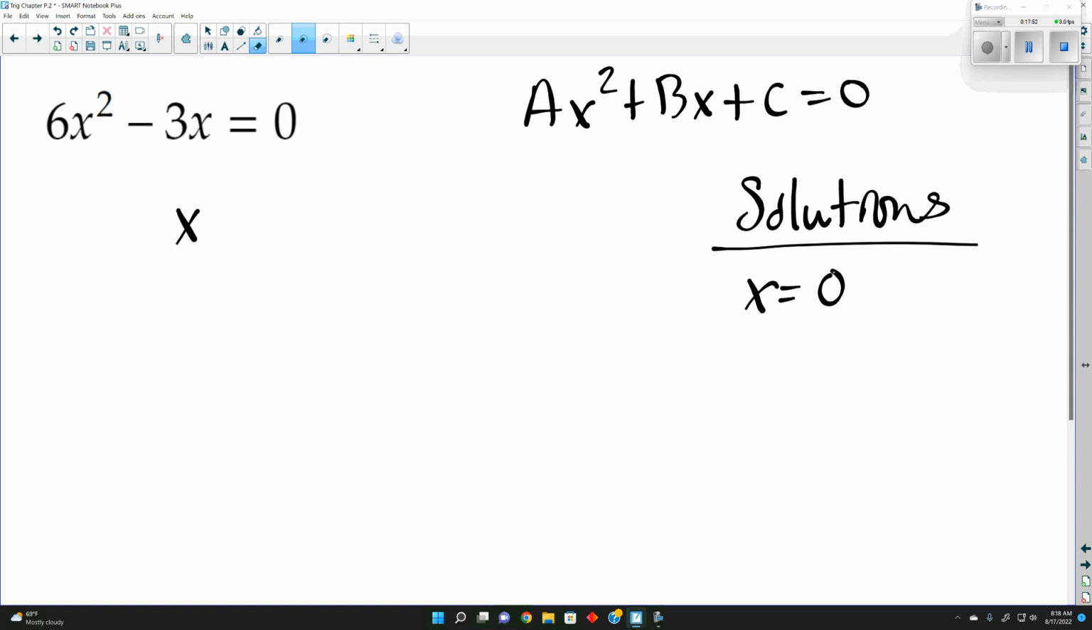Because again, when we look for solutions, we're looking for what value of x is going to make this thing be 0. Yes? It is already equal to 0. If it's already equal to 0 and I don't have a single constant term, x equals 0 is always going to be a solution.